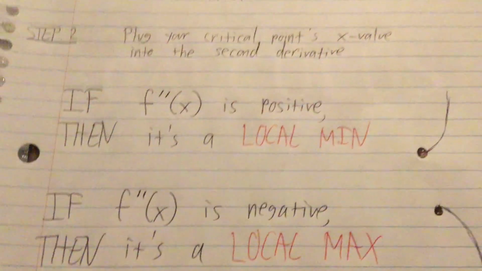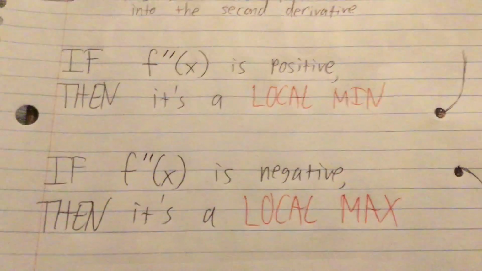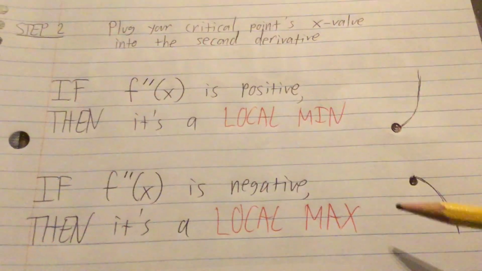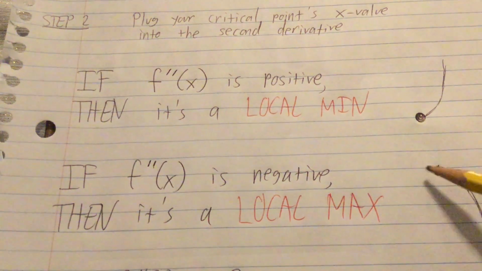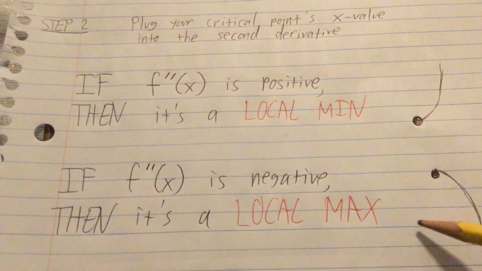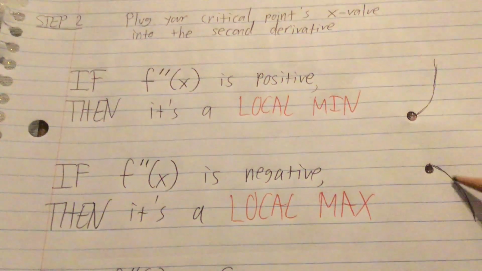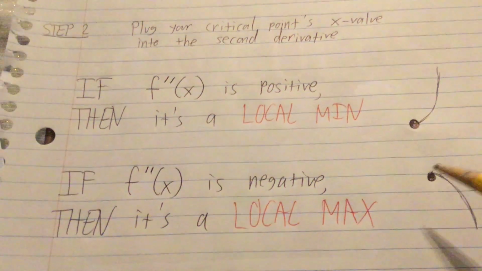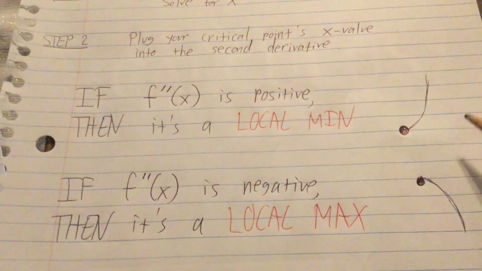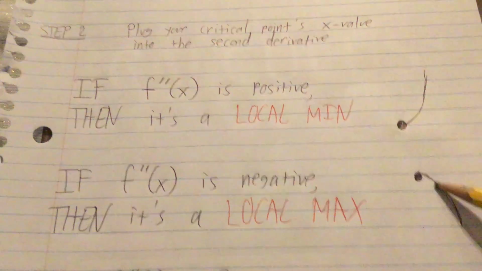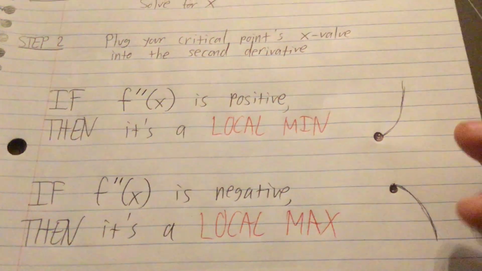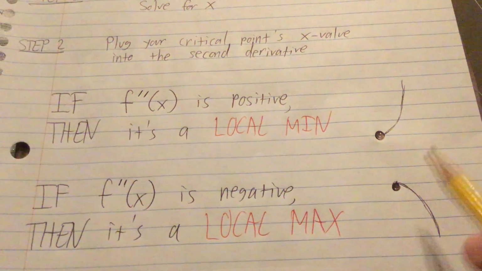F double prime of x is negative, so the opposite. As opposed to doing the first derivative test where you test out the critical point horizontally and then to the left and to the right go from positive to 0 to negative, you can just say that if f double prime of x is negative, that means that it goes from a horizontal tangent line to a negative tangent line. So those are the properties of a local max.